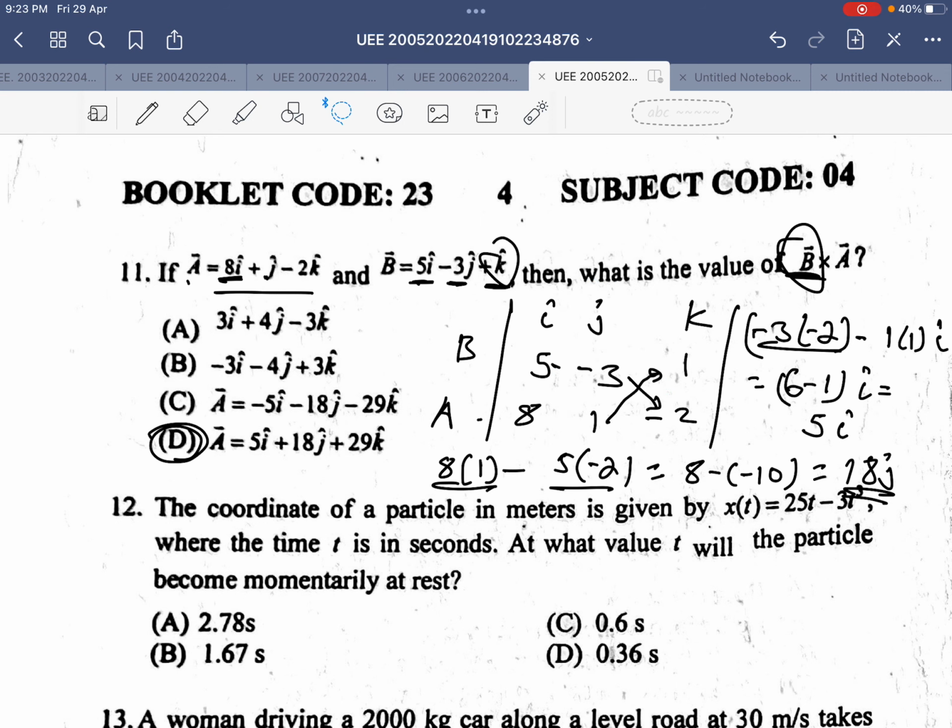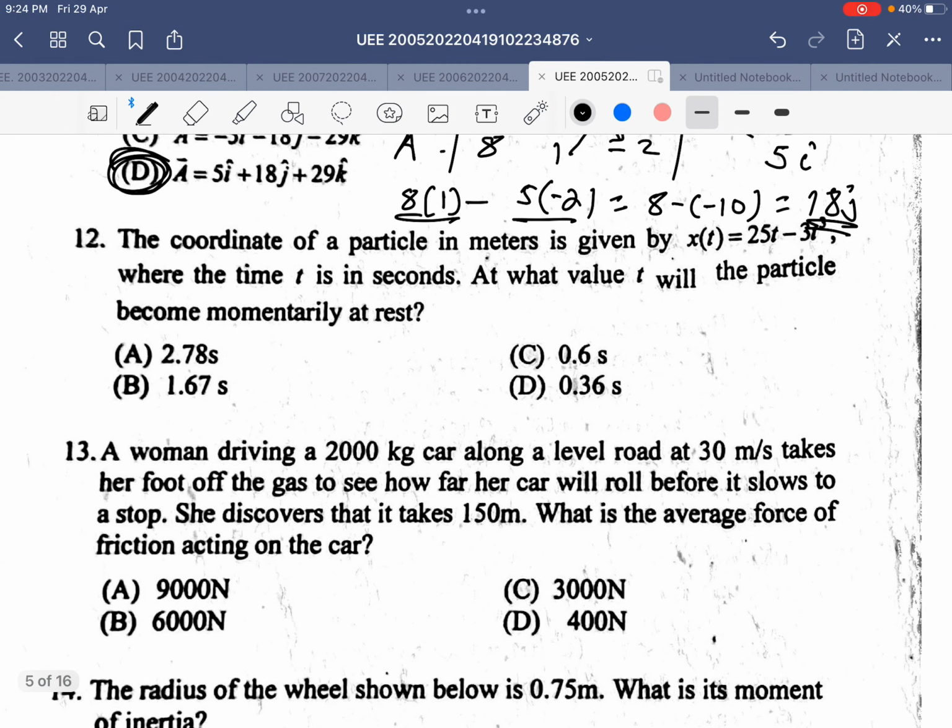Okay, to calculate in the K, you have to multiply 5 times 1 times minus 3 times 8. What is 5 times 1? It is 5. Minus of minus 3 times 8. 5 minus of minus 3 times 8 is equal to 5 minus 24 is equal to 29. This minus times this minus becomes plus. Therefore, it is 29. The answer is D. Okay, let's go to the next question.